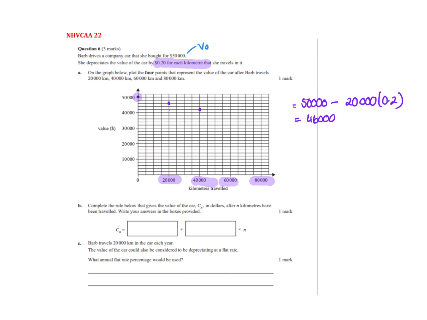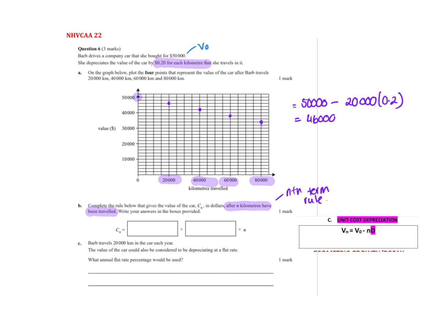Okay, so I've calculated those 4 points and I've popped them on. They just said plot the points. You don't have to connect the lines. They just want you to draw those dots. So that's all you have to do. The next question says, complete the rule below that gives the value of the car in dollars after N kilometres have been travelled. So that is your nth term formula or nth term rule. This is unit, so looking at our formula sheet, they want this formula over here. We have to write V0 in here. So what was it originally?